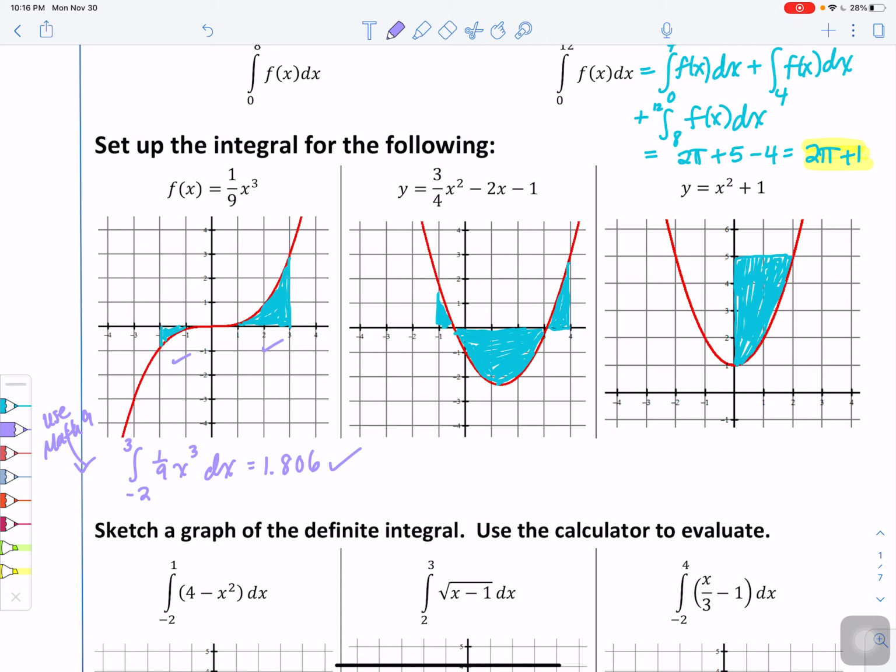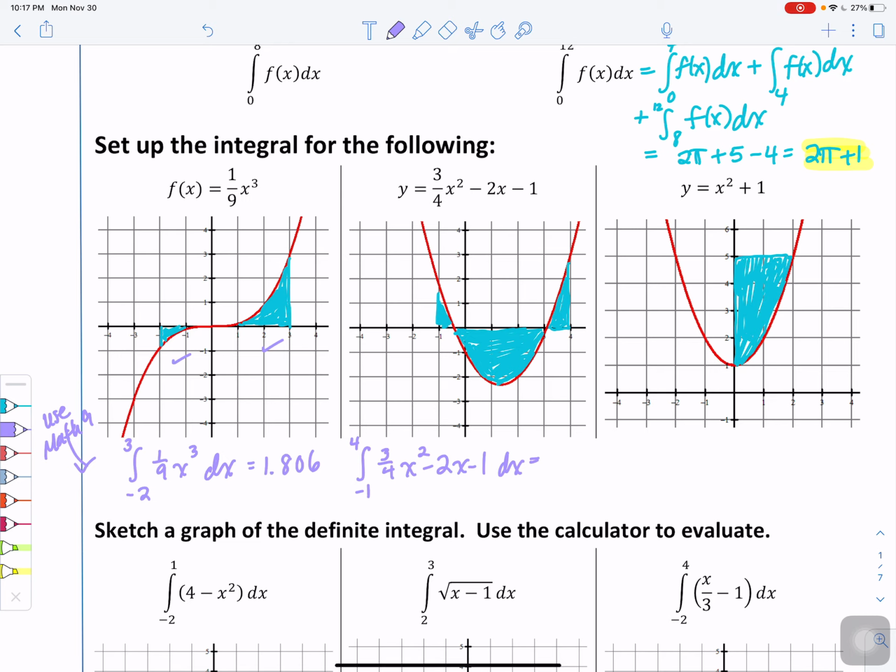Let's guess what this second area is going to be. Yes, it's probably going to be negative. This next integral is probably going to be negative because there's more area under the curve. Let's see. We'll go ahead and write this. And you shaded these in already, but this is the integral from -1 all the way to 4 of 3/4 x squared minus 2x minus 1 dx.